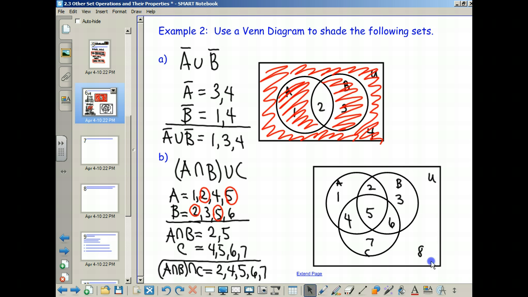And on my picture, I shade exactly those 5 areas. I shade in 2, 4, 5, 6, and 7.